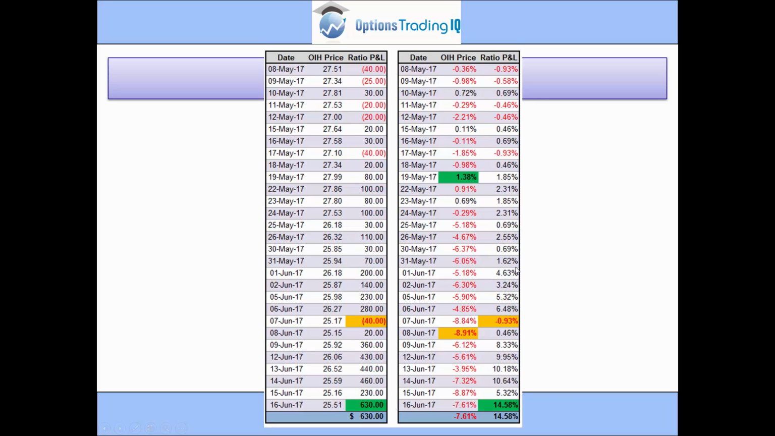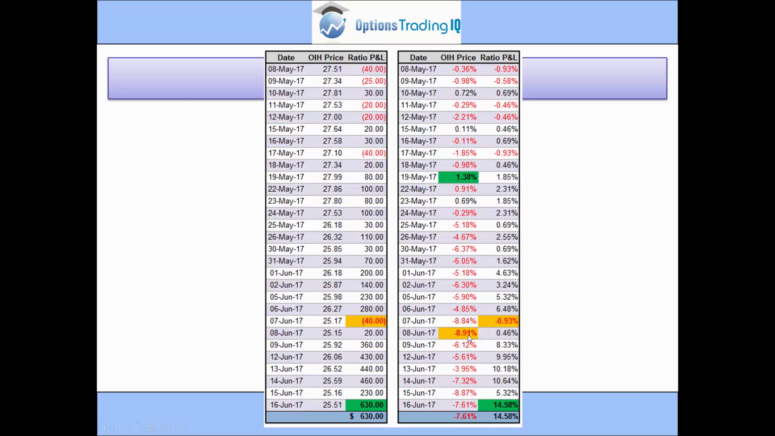profit at this point, which is really interesting because we've gone through a lot of time in the trade, a lot of time decay starting to kick in, and we can withstand that down move a little bit better as the trade's progressing. So the highest the stock rose was 1.38% on 19th of May. Ratio spread P&L was 1.85% at the time.